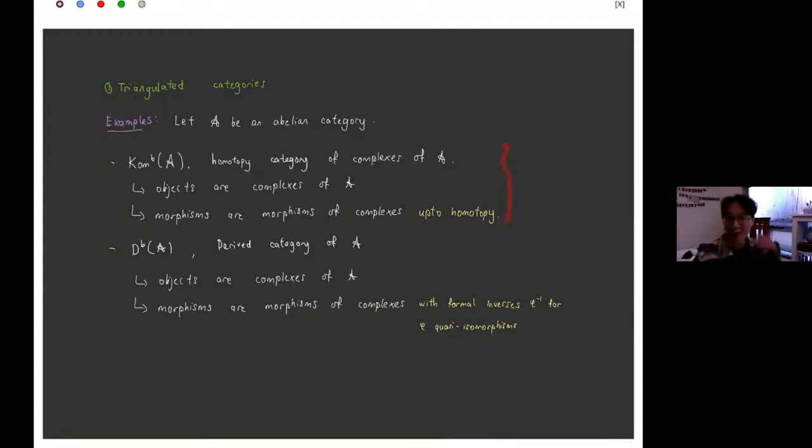So every time I'm talking about a triangulated category and you have no idea what's going on, just go back and think about complexes. For those of you who are more familiar with algebraic geometry, maybe you want to consider the derived category instead, which has the exact same objects, but now the morphisms are morphisms of complexes where we formally invert the quasi-isomorphisms, meaning the ones that induce isomorphisms on homology. These two are the main examples that you should keep in mind throughout the whole talk.